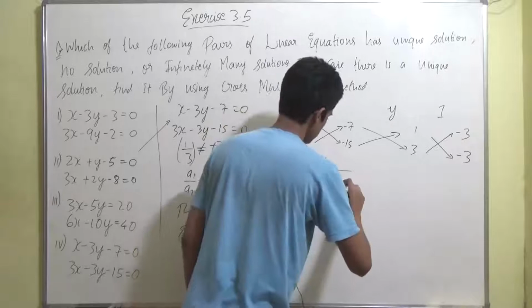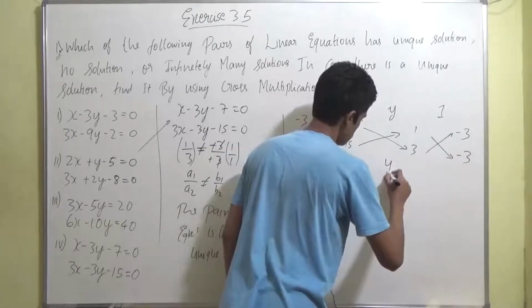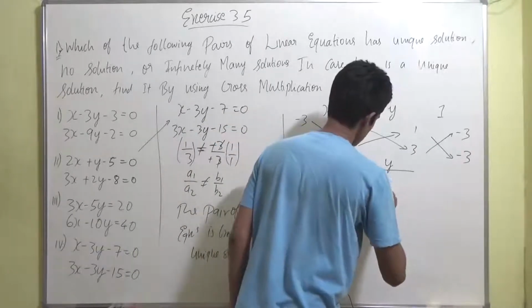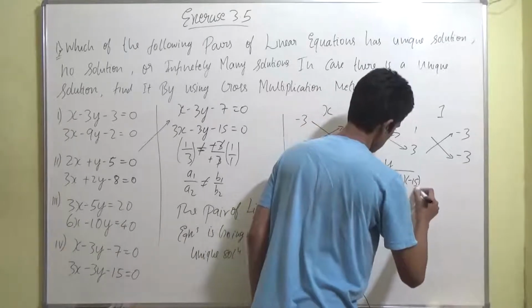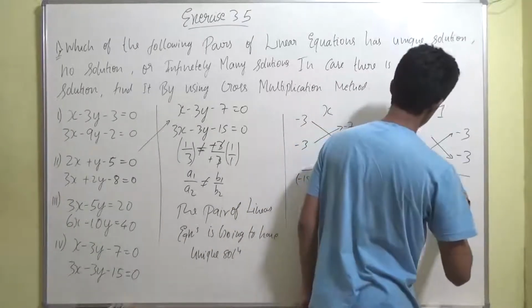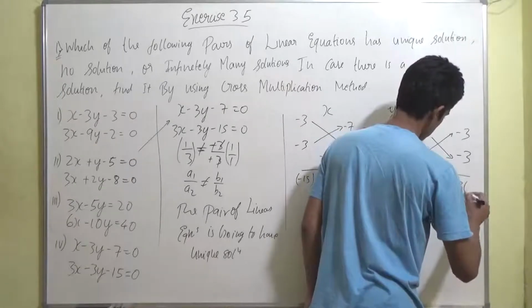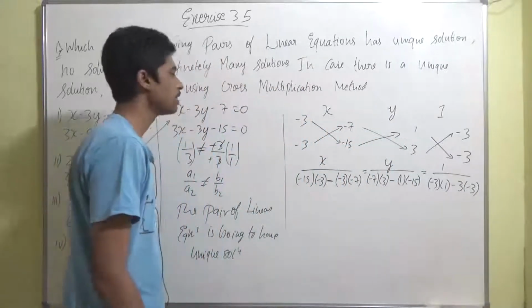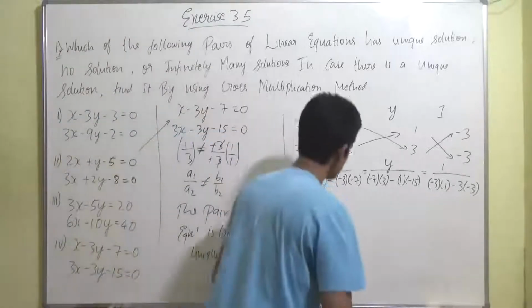Now this multiplication, y by -7. Done, right guys? Now what we'll do, we'll simplify it and then let's find the solution. Let's go to the simplification part.